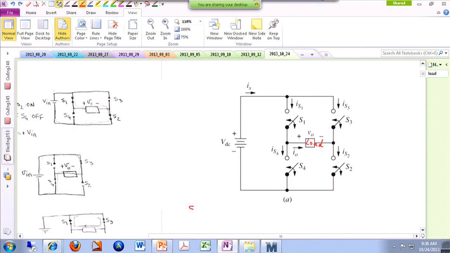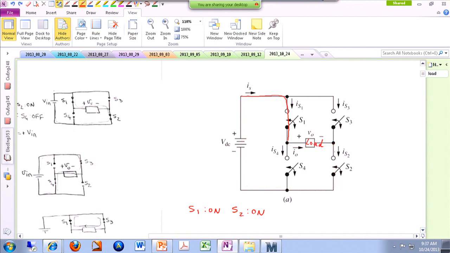One state would be S1 and S2 on. Okay, so if I turn S1 and S2 on, and obviously when I don't talk about the other 2 switches, the assumption is that they are off. So if I do so, I have a short circuit path here, and I have a short circuit path here. Okay, so we have kind of a loop like this. And if you see our output voltage, we don't know what the load is, but we can measure the voltage that appears across this load. The output voltage will be VDC.